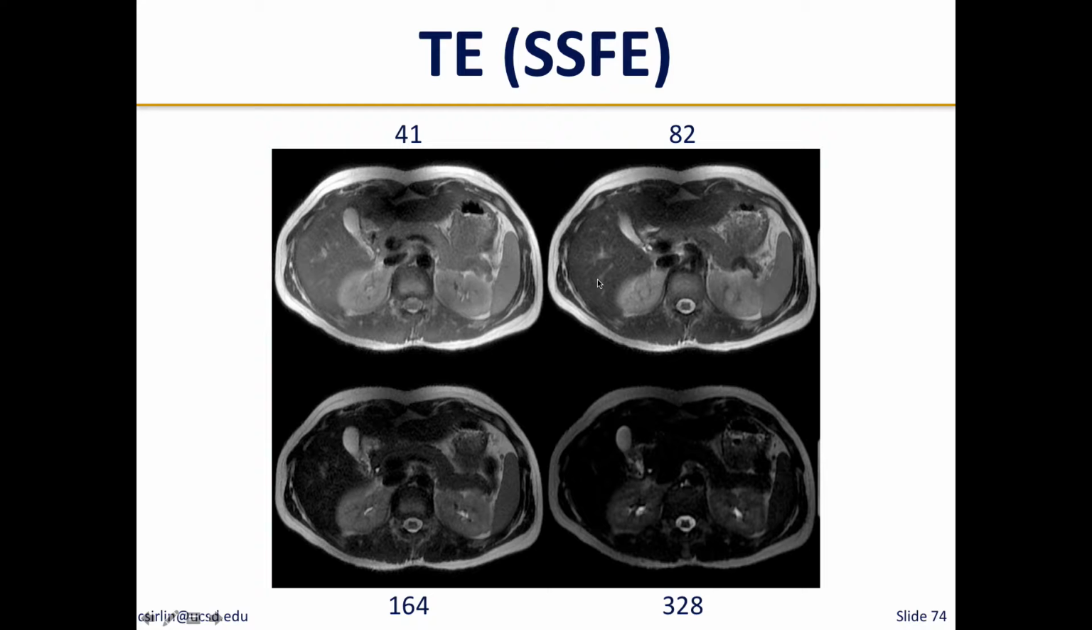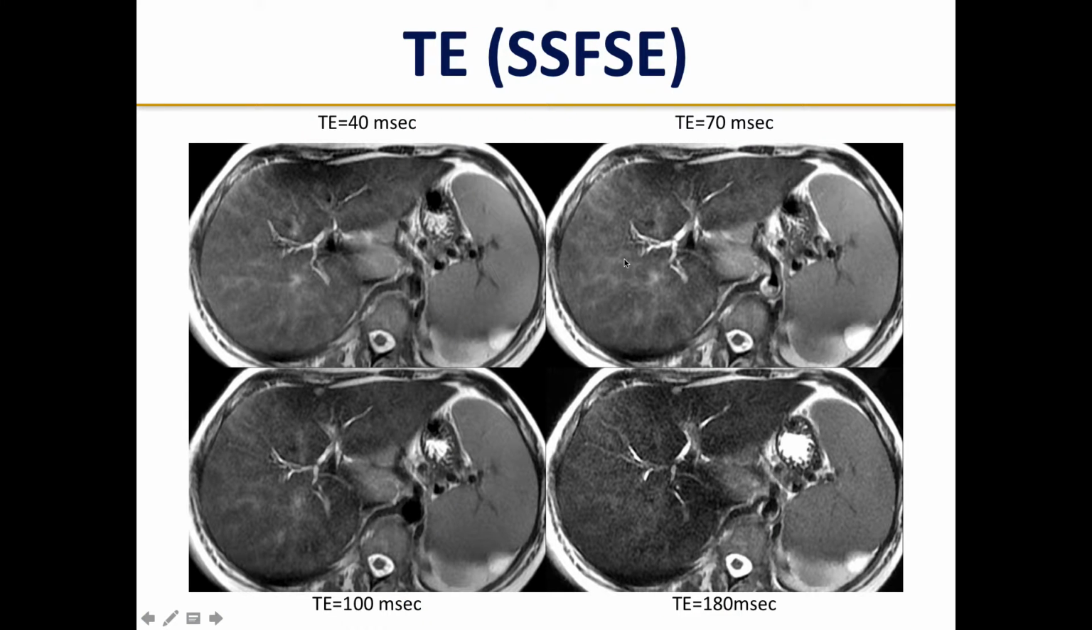So your optimal TE depends on what you're trying to visualize. If you're trying to visualize bile ducts or fluid or cysts, use a very long TE. If you're trying to visualize metastases in the liver, use an intermediate TE. Now, this is not a patient that has metastases. This is a patient that has something known as sinusoidal obstruction syndrome. And without knowing what sinusoidal obstruction syndrome is, just appreciate it's a diffuse heterogeneous parenchymal abnormality of the liver.